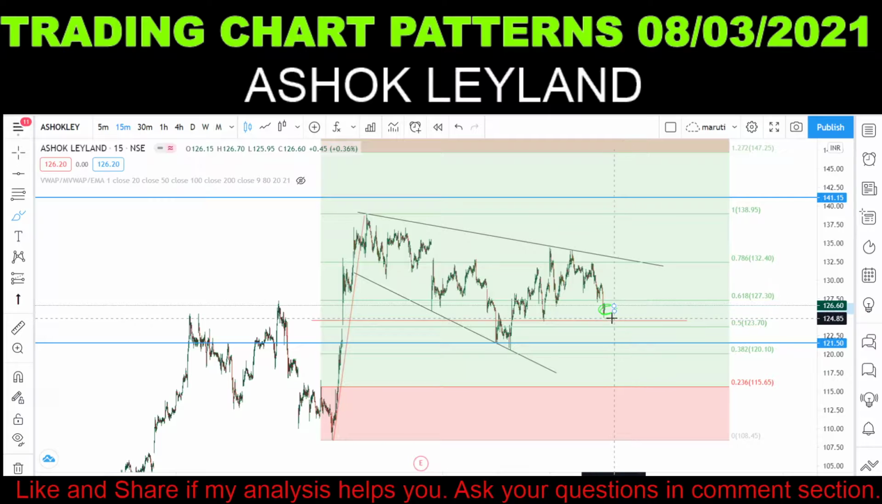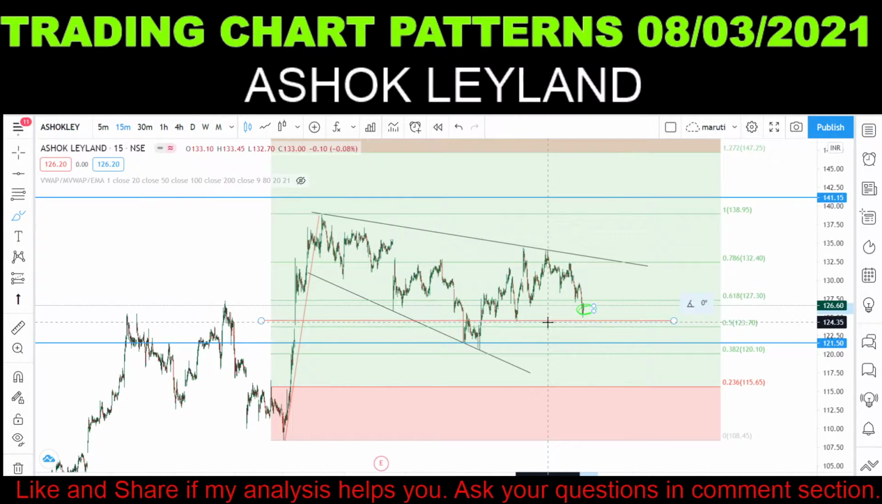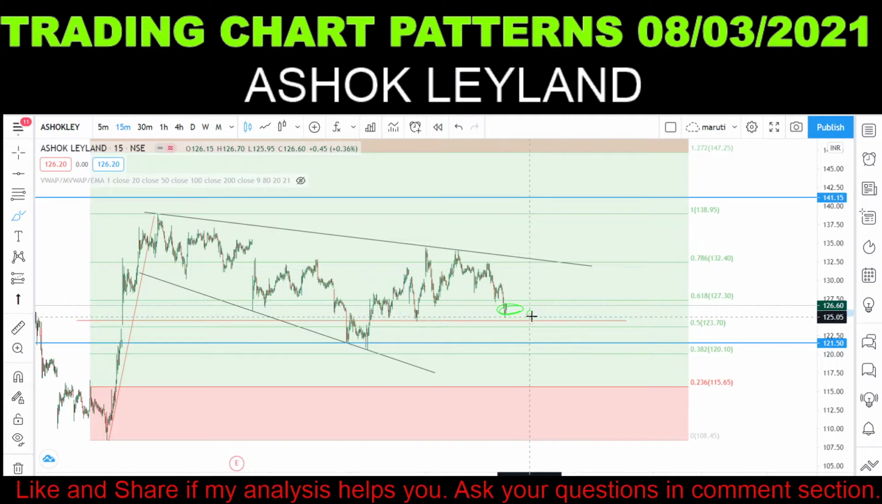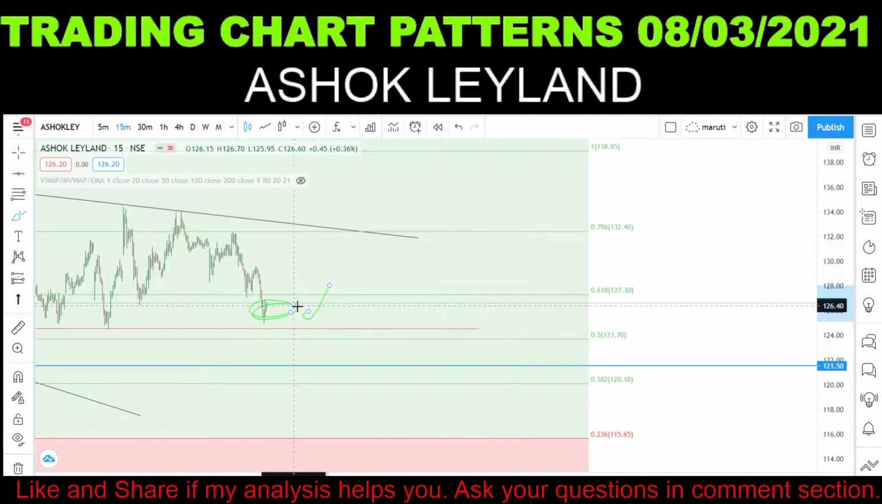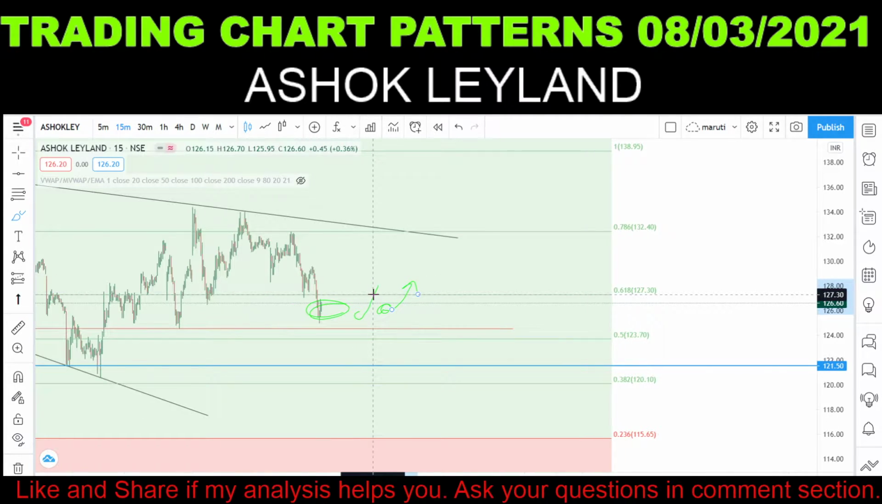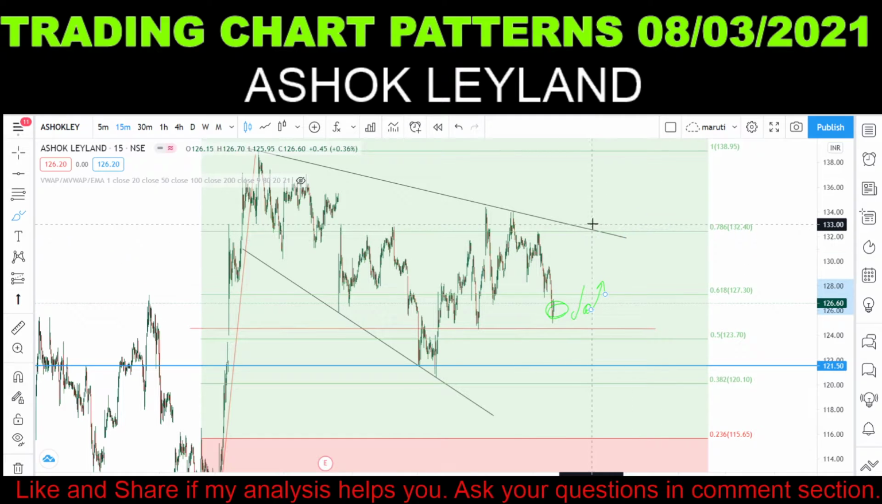If the stock breaks this level of 127.30 from the downside, let us suppose it opens here and it breaks 127.3 from the downside, then only we will initiate a buy side trade. Once more let me repeat, if the stock opens here and crosses this region from the downside, then only a buy can be initiated for the target of 132.4 rupees.